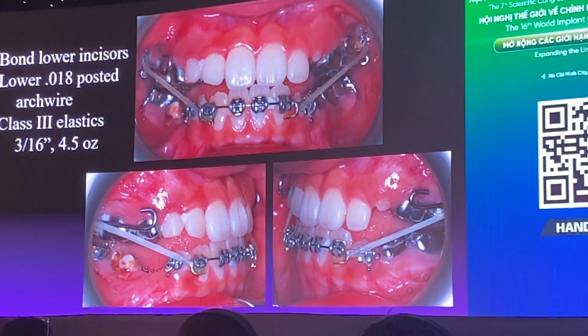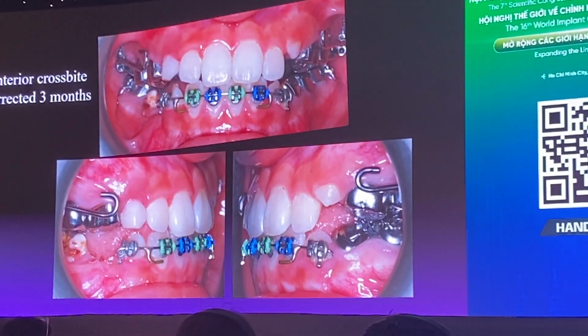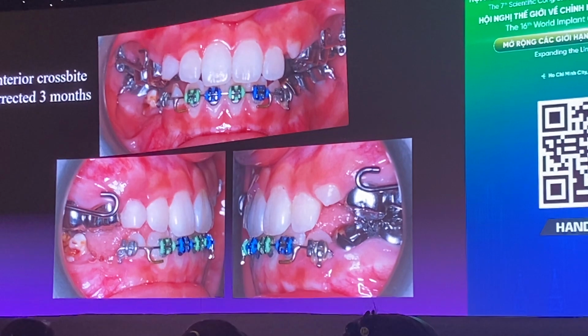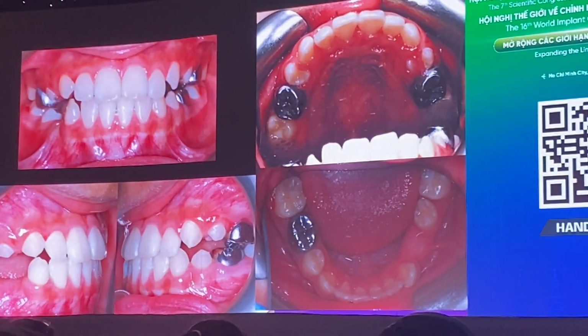So that is how you'll be successful. So in 3 months, we jumped the anterior crossbite. All right. Then some people ask, hey, why can't I just tip the upper incisors forward and jump the anterior crossbite? I don't want to do that. Why? Because the inclination of the upper incisors is already in normal position. So you want to move the whole maxilla forward instead of tipping the upper incisors forward.